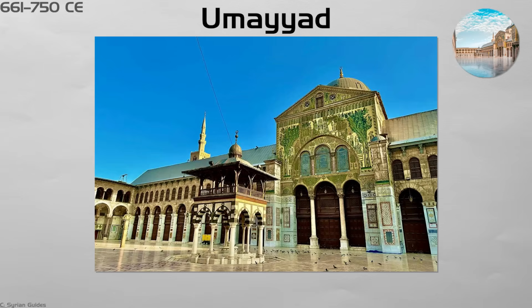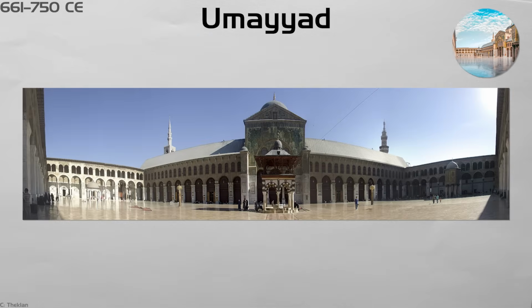Umayyad. The Umayyads, ruling in the 7th and 8th centuries, expanded the courtyard concept into grand congregational mosques across the rapidly growing Islamic Empire. The Great Mosque of Damascus is one of their most renowned achievements, constructed with influences from Roman temples and Byzantine churches.